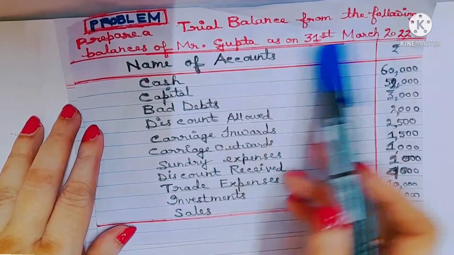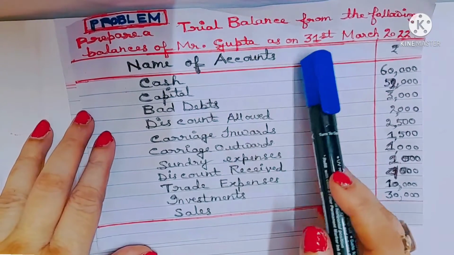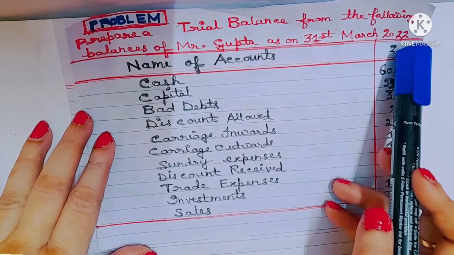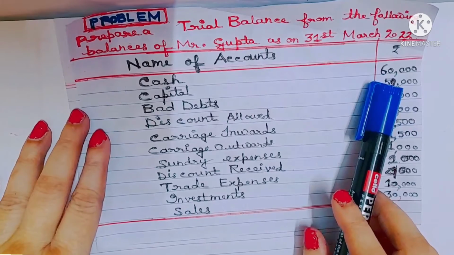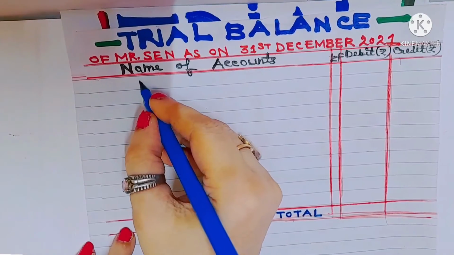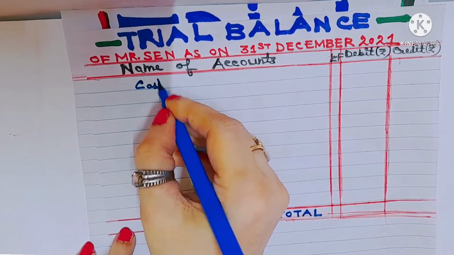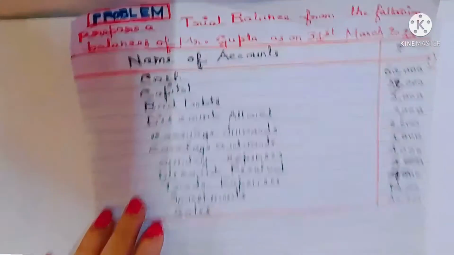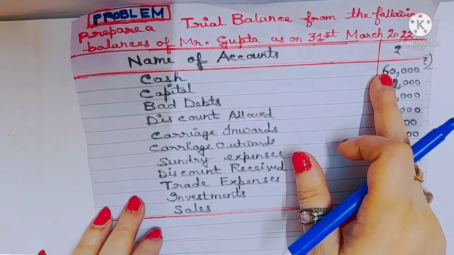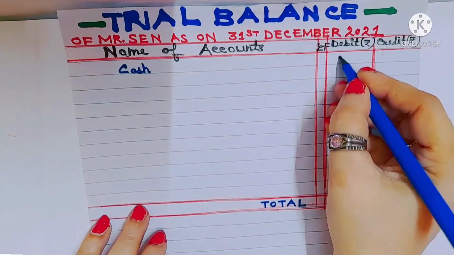Prepare a trial balance from the following balances of Mr. Gupta as on 31st March 2022. Name of accounts, cash account 60,000. So let's write, cash account is a debit balance. How much? Let's see. Cash account 60,000.